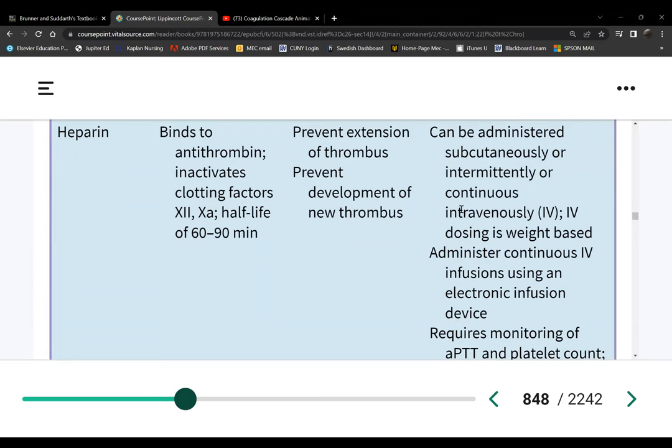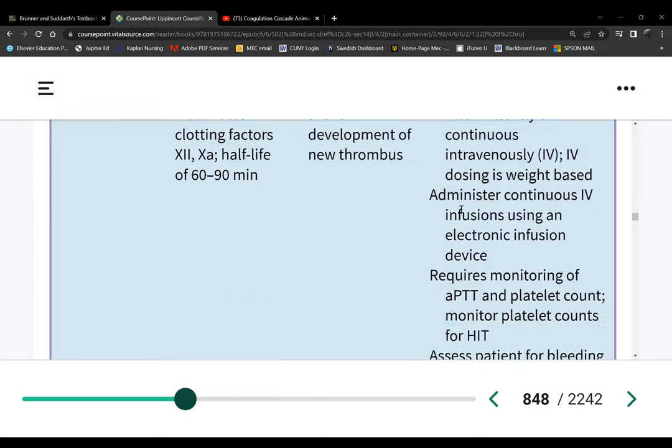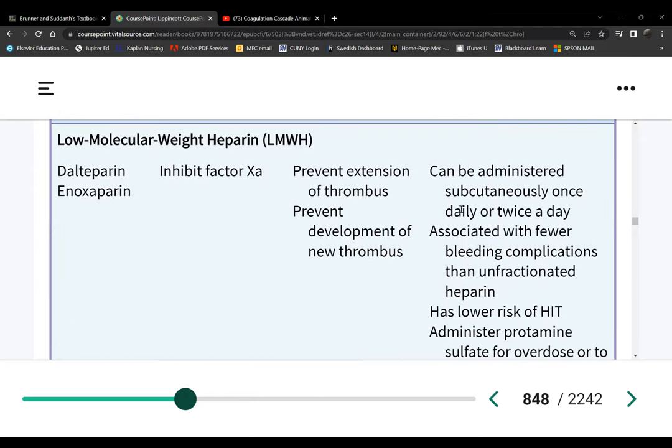PTT is too high, what do we do with the dose? Decrease it. PTT is too low, increase. PTT is within therapeutic range, no change. However, this one is based on the weight. Now, does your weight change drastically from one week to another? No. So therefore, do we bother monitoring the PTT? No. Only if the patient has some drastic weight change. Does that make sense?